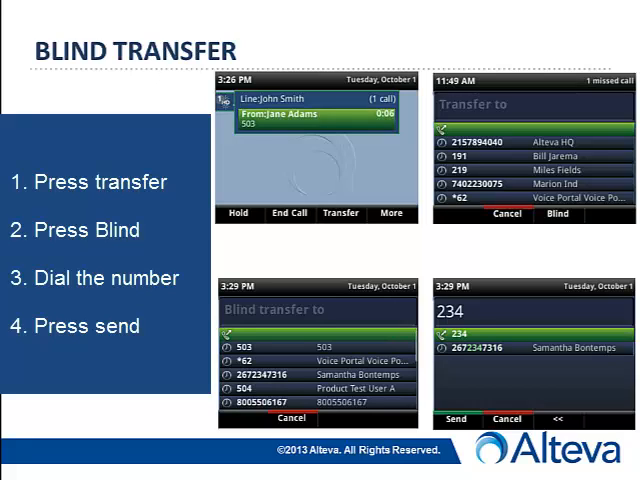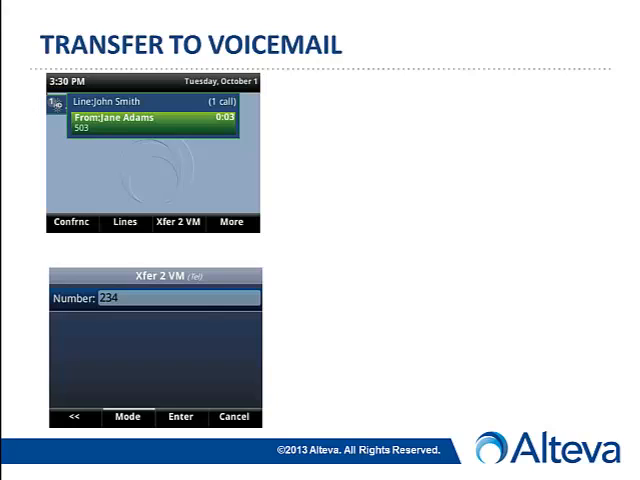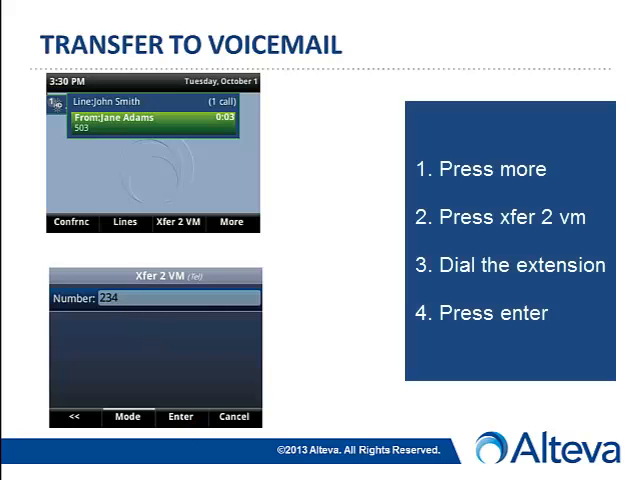You can transfer a call straight to a person's voicemail without ringing the person's phone. All you need to know is their extension. Here's how it works. During an active call, you'll press the more soft key first. Press the soft key label with the abbreviation for transfer to voicemail. Dial the extension, then press the enter soft key. In short, you'll press the more soft key, then transfer to voicemail, dial the extension, and then enter.